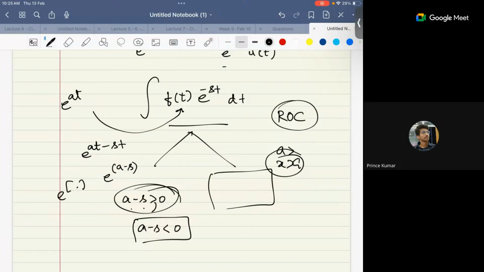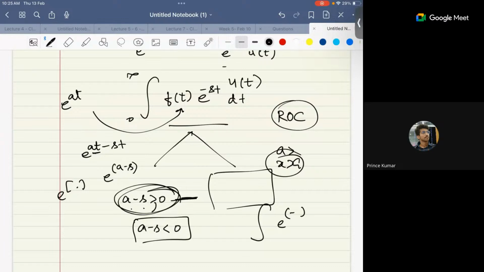So for this type of signal, where e to the power at is given and a minus s is greater than 0, you will not be able to calculate the Laplace transform. But if a minus s is less than 0, then you will be able to, because for those cases this will be e to the power some negative value, and then you can do the integration from 0 to infinity, if u(t) is multiplied. Okay, is it making sense?